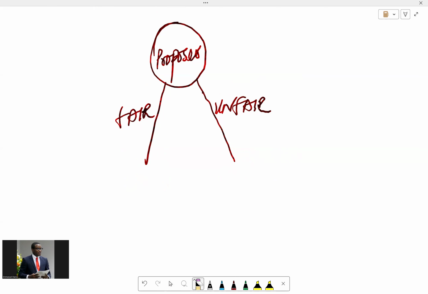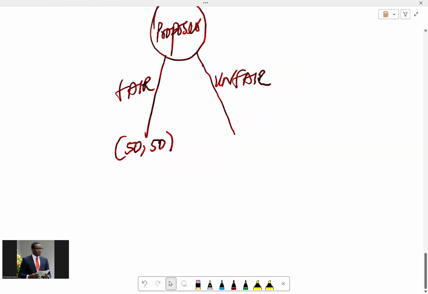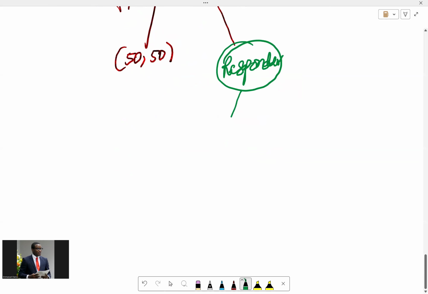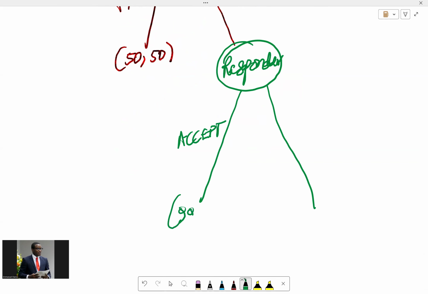So the proposer can choose to be fair by going 50-50, and the proposer can also choose to go unfair, which is 99-1. But if they go unfair, the responder can either accept or reject. If they accept, the proposer gets 99 and they get one. If they reject, they both get zero.